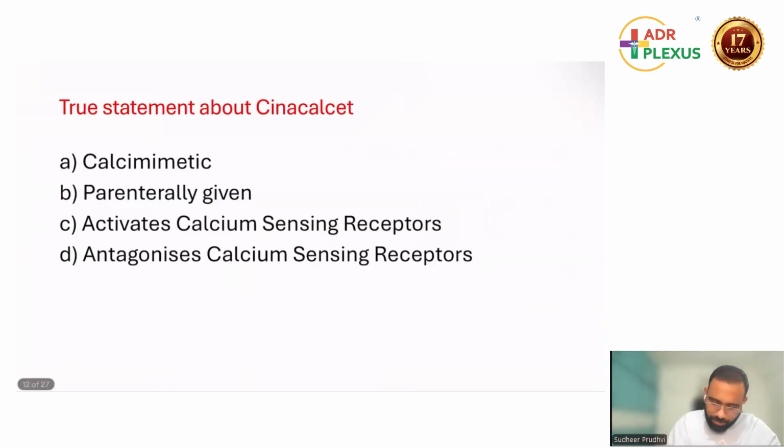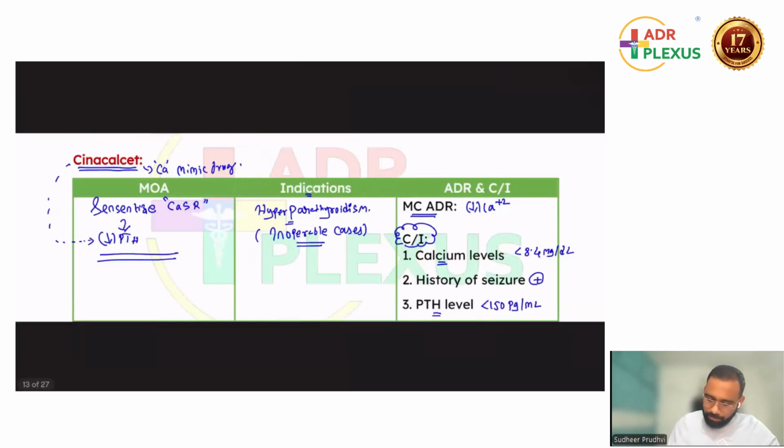So now we can see here. Cinacalcet is a calcium mimetic drug. Yes, this is true. Parenterally given, no, this is false; it is given orally. And it activates calcium sensing receptors. Yes, this is also true. It doesn't antagonize the calcium sensing receptors, so this is false. So in this question, these two are the correct options, but I don't know exactly what the question is. Calcium mimetic drug, activates the calcium sensing receptor and is oral. It is not parenterally given. So that's all about Cinacalcet.